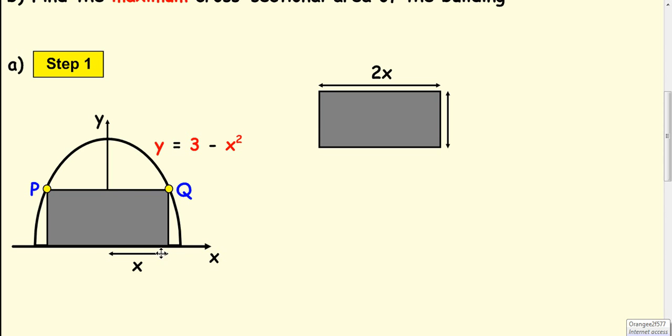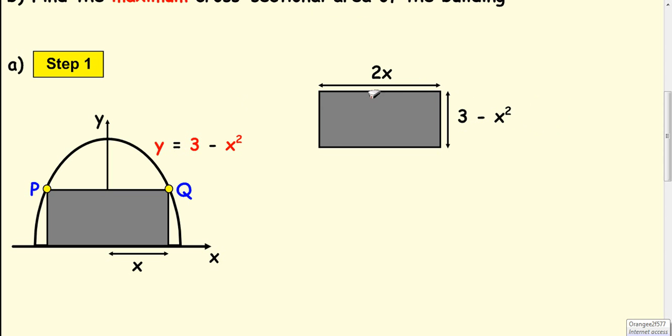Say for example that x was a half. If I substituted a half into here, we would get 3 take away a half squared. So a half squared would be a quarter. So 3 take away a quarter is 2 3/4. So that would be a half along and 2 3/4 up. So that would give me the height by substituting these values into the function. But I have x along, so really what I need to substitute in is x itself. So to get how high it is would be 3 take away x squared, and that's exactly what it is. 3 take away x squared.